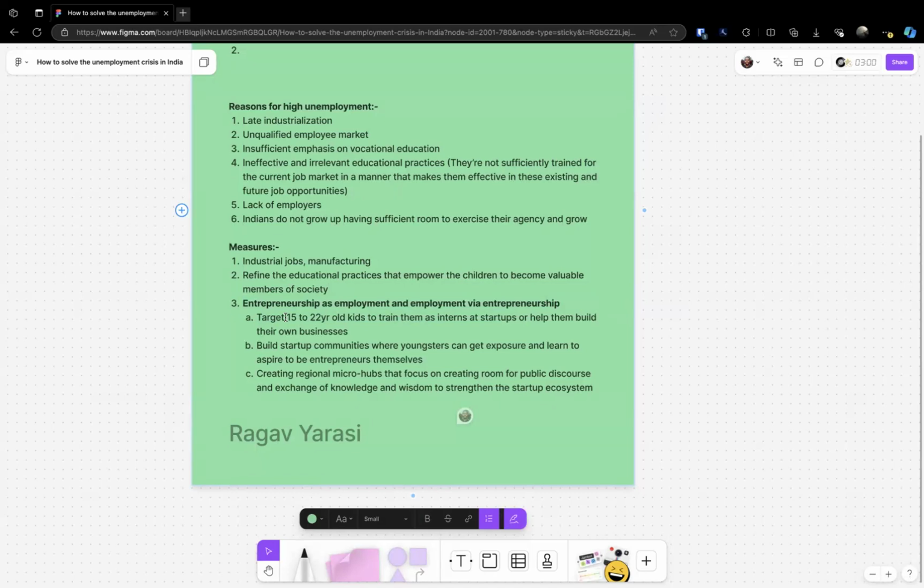Because I think even as a country, you can solve a lot of these problems if you inspire them to be builders rather than passive employees who are working under somebody else.